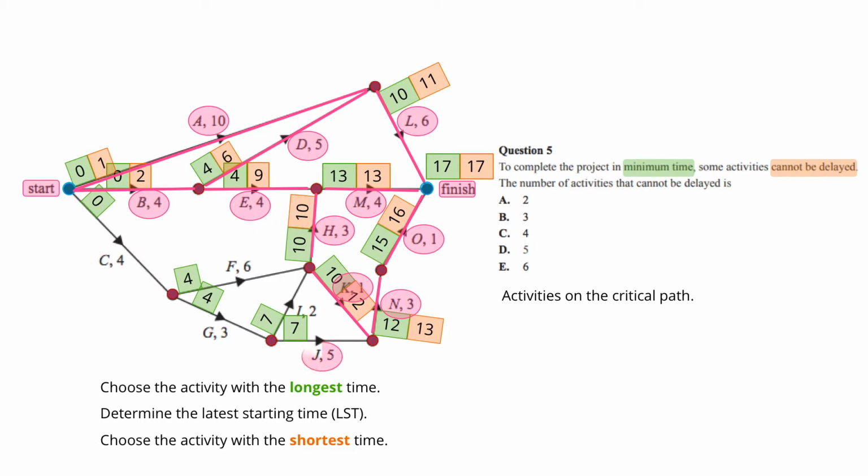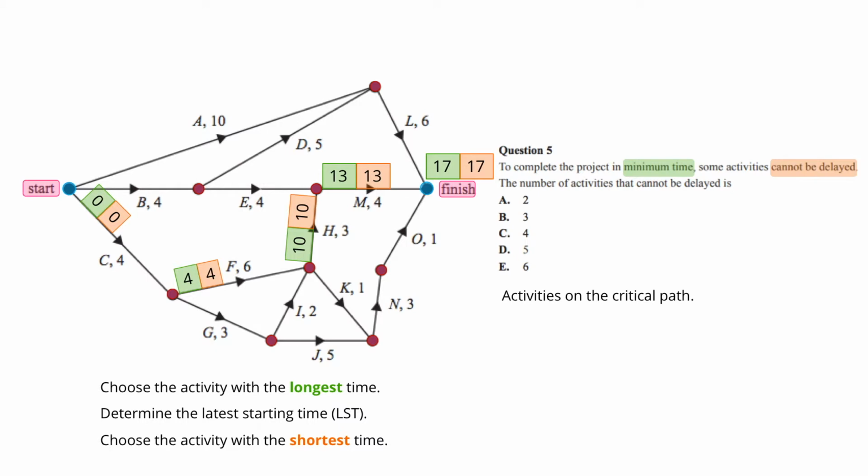The latest starting time for activity J is 13 minus 5, which is 8. The latest starting time for activity F is 10 minus 6, which is 4. The latest starting time for activity I is 10 minus 2, which is 8. And the latest starting time for activity G is 8 minus 3, which is 5. Now the latest starting time for activity C is 4 minus 4, which is 0.